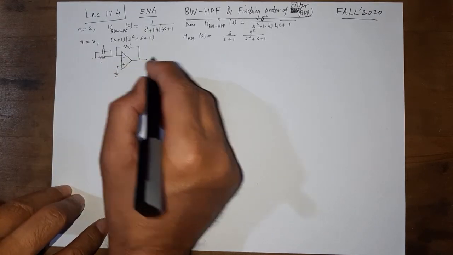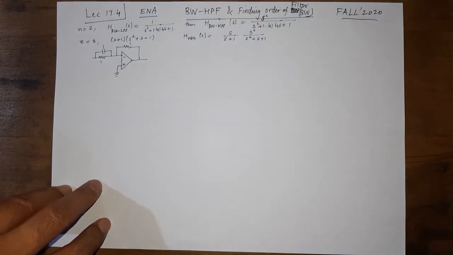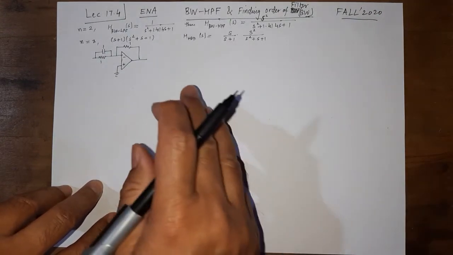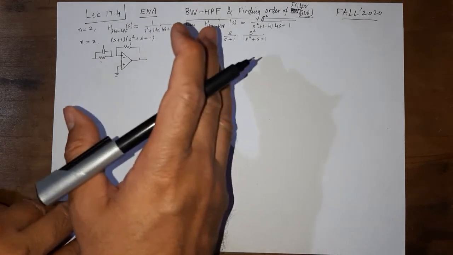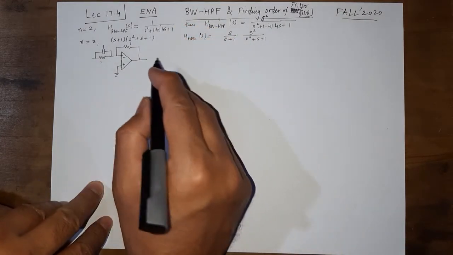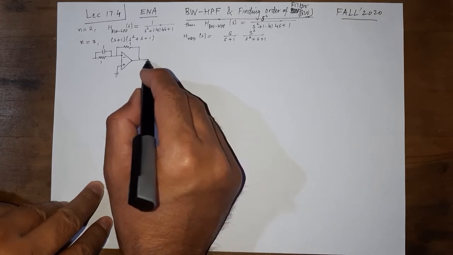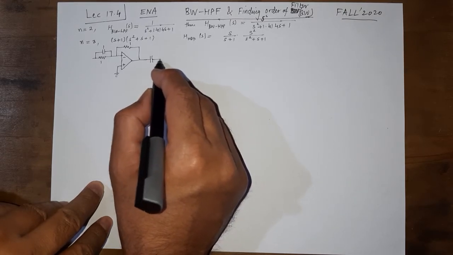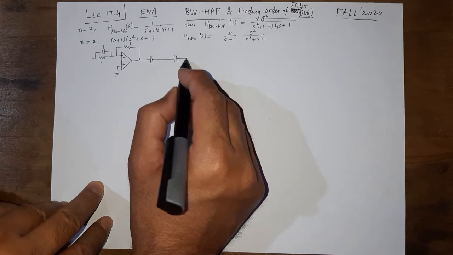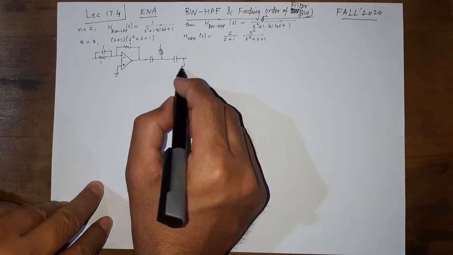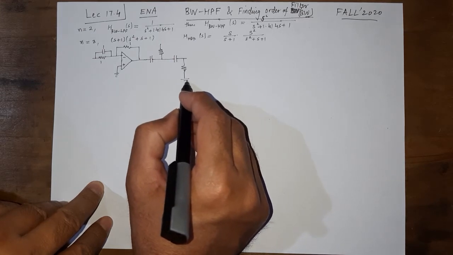And now we cascade this. Remember, you can go back and check the circuit of the Butterworth low pass filter. There we had two resistors here. But now instead of the resistors, we have two capacitors like this. And instead of the capacitors, we have two resistors here. So you see how simple this is.